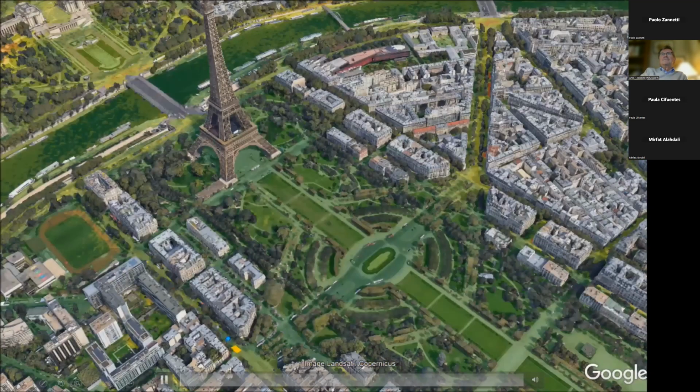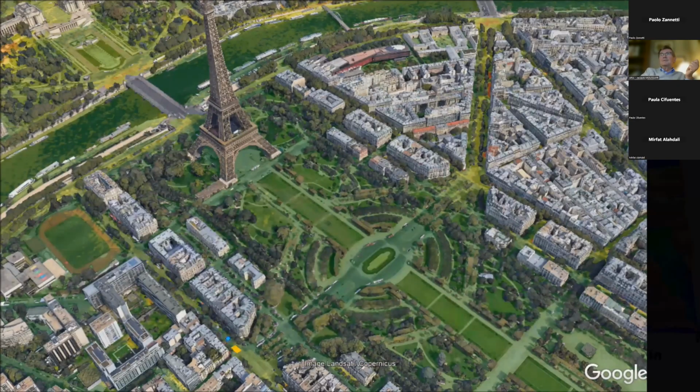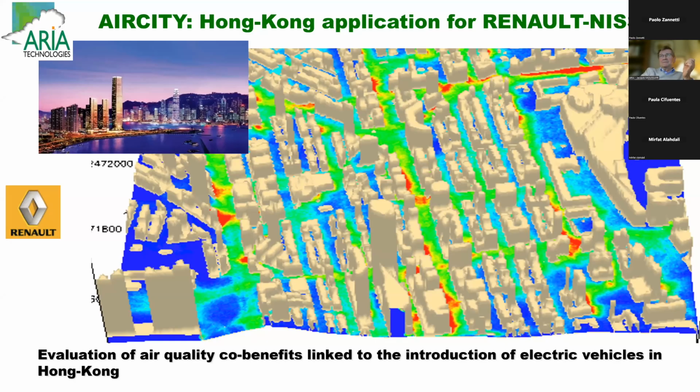And I will show an example. This is what we did for Hong Kong. We applied the RCT system for Hong Kong for Renault Nissan to study the air quality co-benefits of introducing electric vehicles in Hong Kong. Of course, now Renault is with many other big car makers completely moving into the electric cars business. Tesla was alone for some time, but now everybody's playing the game. And it's interesting that Renault was studying that about 10 years ago already.